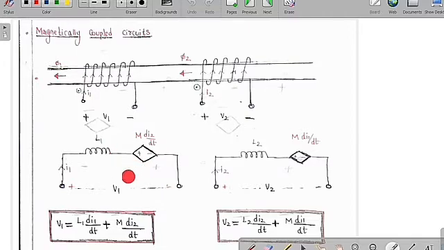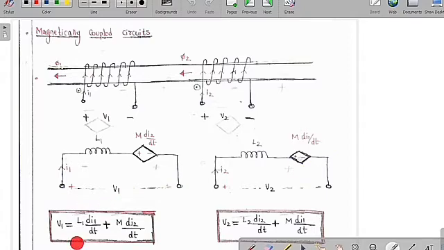You can easily represent this as L1, and the current always goes from higher potential to lower potential. So this is plus minus, and this is also plus minus, but the mutual inductance term is M into the rate of change of this current, which is di2 by dt. Similarly here also, because both are in the same direction, this is L2, here also plus minus, which is M into di1 by dt.